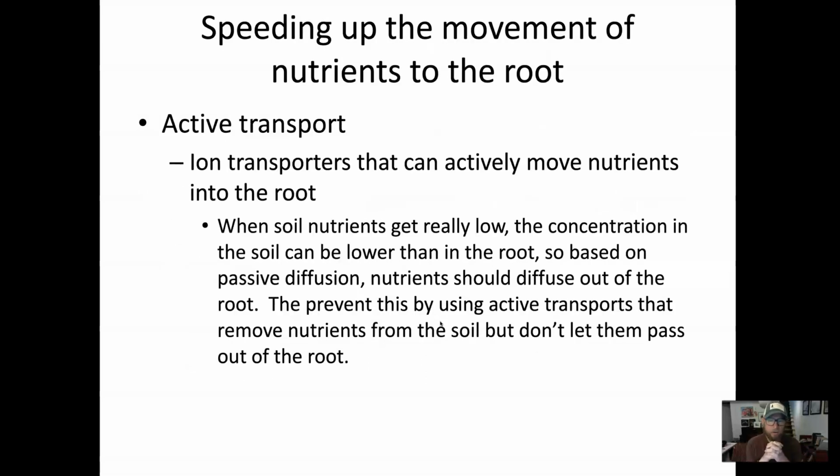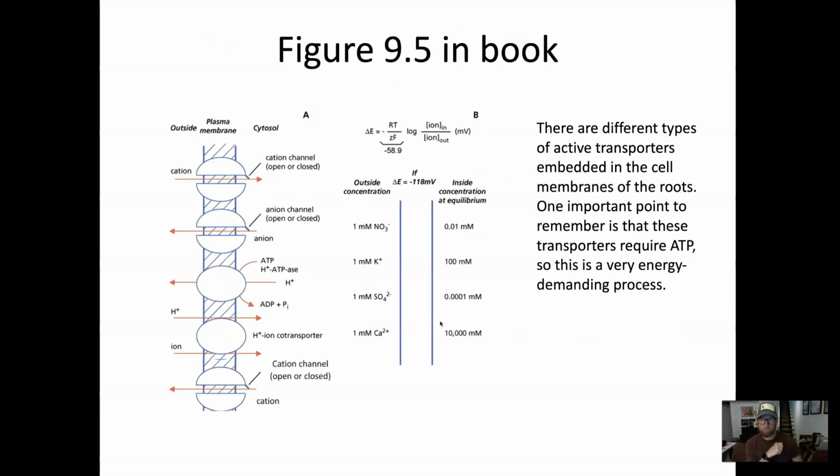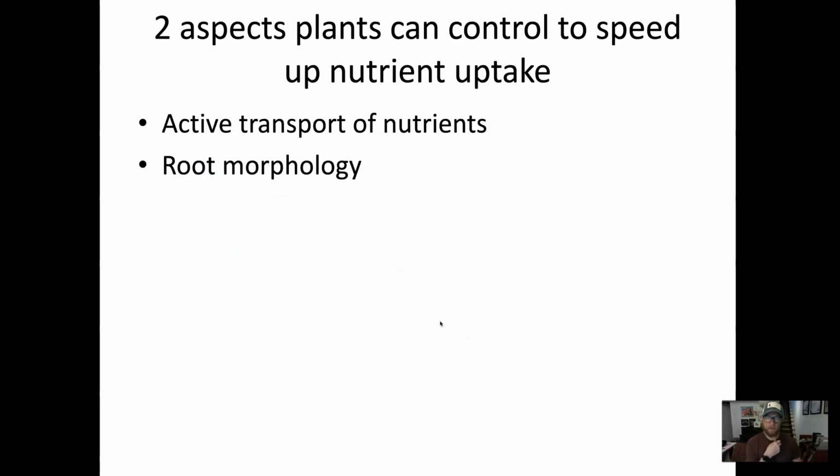The way plants can create that really low concentration at the surface of the root system is by using active transporters. So this uptake process isn't just passive. There are proteins embedded in the membranes of the cells at the surface of the root system that have transporters that grab onto nutrients and move them inside the root. I had these slides out of order. So one way to increase the rate of uptake is those active transporters. And then we're also going to talk about root morphology.